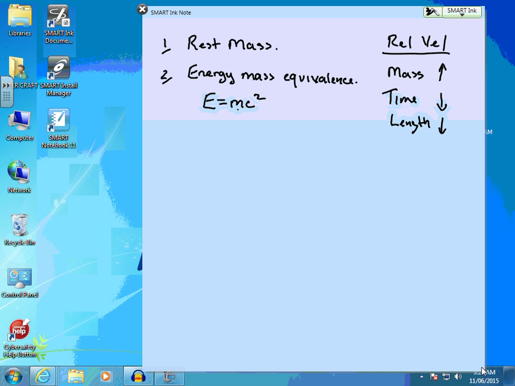Well, we already do harness it in some ways, but fusion is a future technology which would be better for us for various reasons. If you fuse hydrogen together, you get helium, whereas if you use fission, you end up with all these radioactive byproducts, which is nasty.